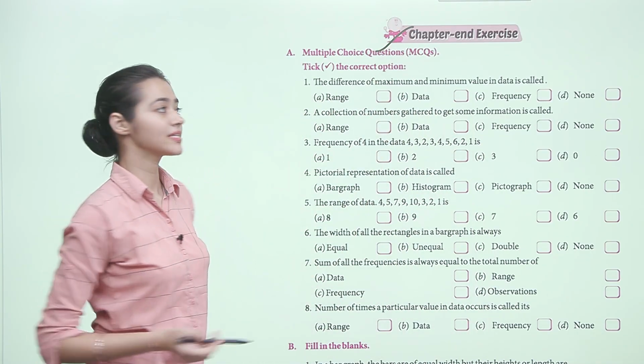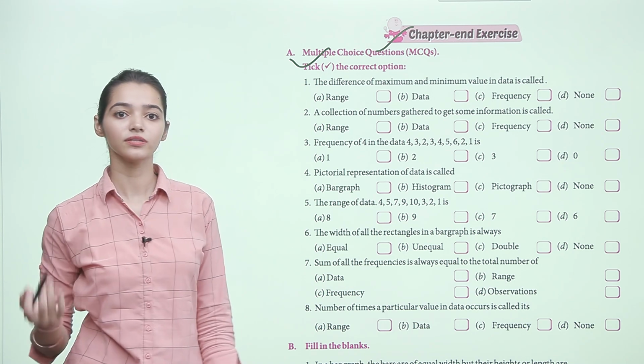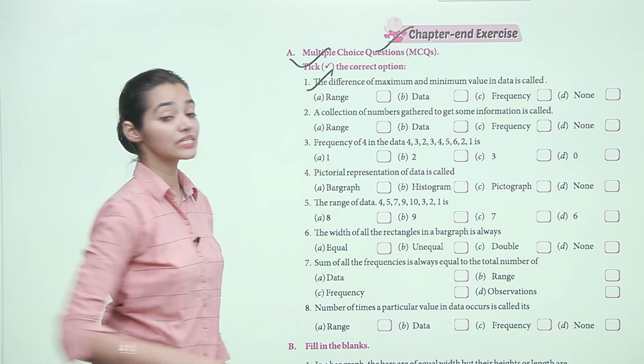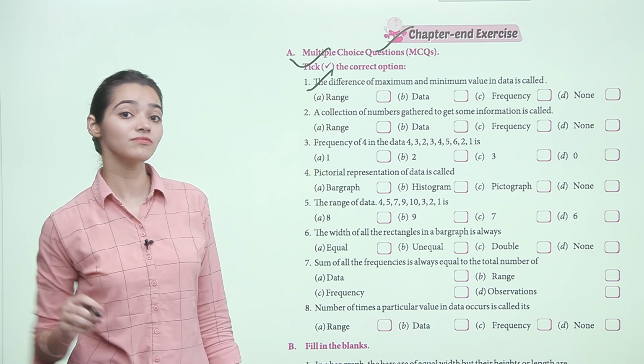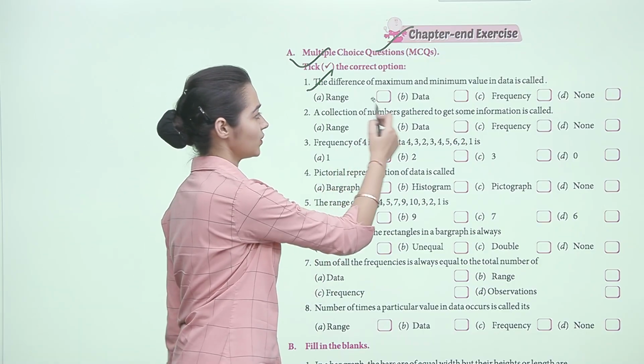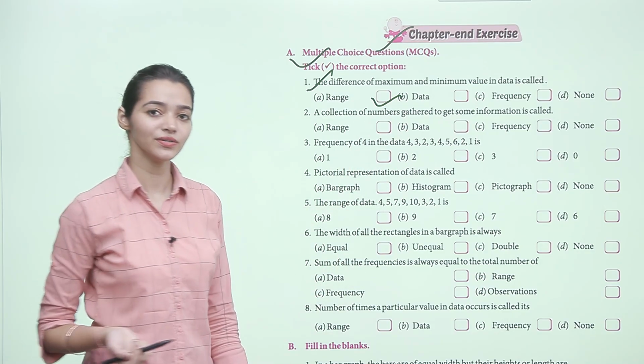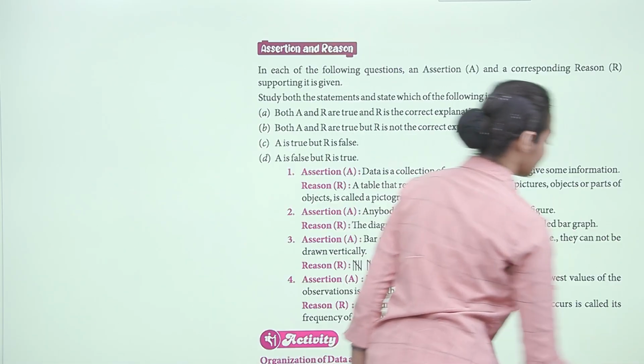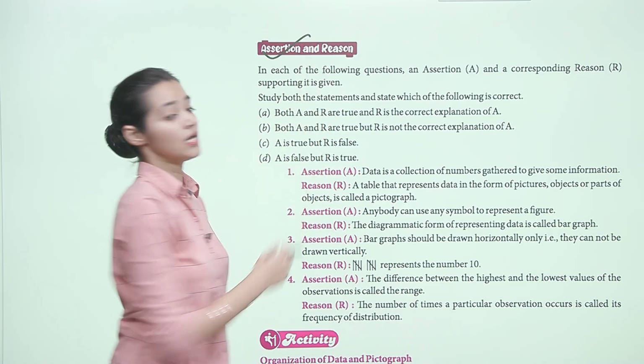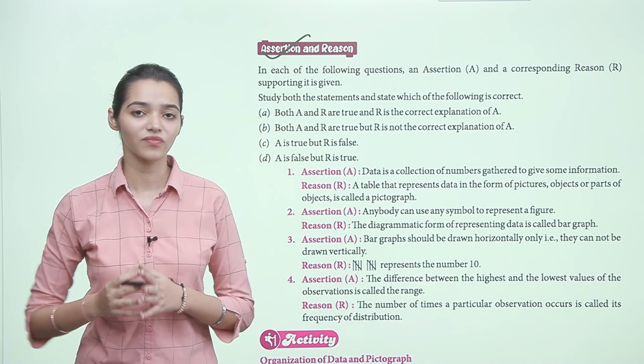Now let's start with the chapter exercise. Here is our MCQ. We have to take the correct option. The first one says that the difference of the maximum and minimum value in data is called range. That's how you can complete the remaining ones. Here's the assertion and reason that you have to solve by yourself.